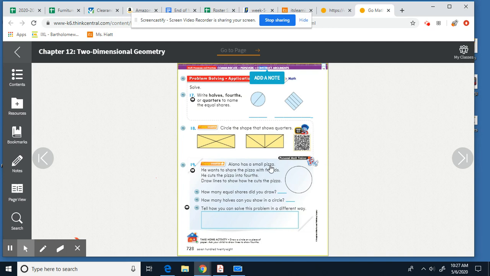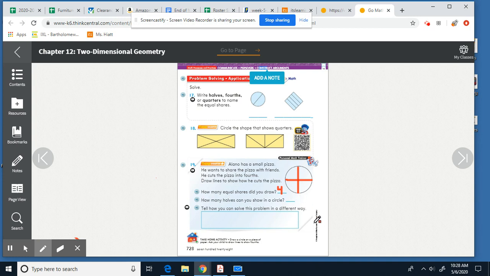It says, Alano has a small pizza and he wants to share the pizza with his friends. So he cuts the pizza into fourths. Draw lines to show how he cuts the pizza. So remember, we could do this a couple different ways. Let's go ahead and just do it like this. 4 equal shares. How many equal shares did you draw? Think about that question for a second. Yep, you could just count them. 1, 2, 3, 4. 4 equal shares.